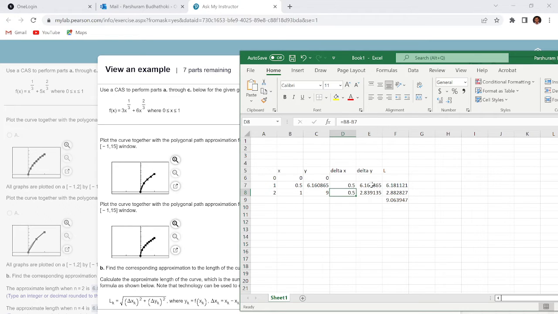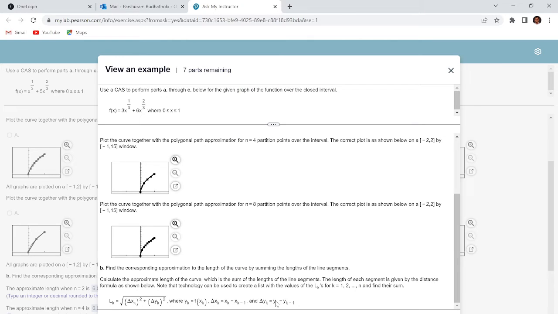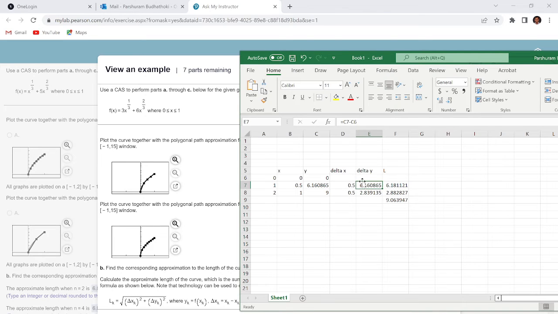But what about del y1? You can find del y1 by plugging k equal 1 here. So it's y1 minus y0. If you look here, what is y1? Y1 is 6.160865. Using this function, we can calculate that. Minus y0, which is 0 itself. So that's the difference. Similarly, you can find del y2 by finding y2 minus y1.